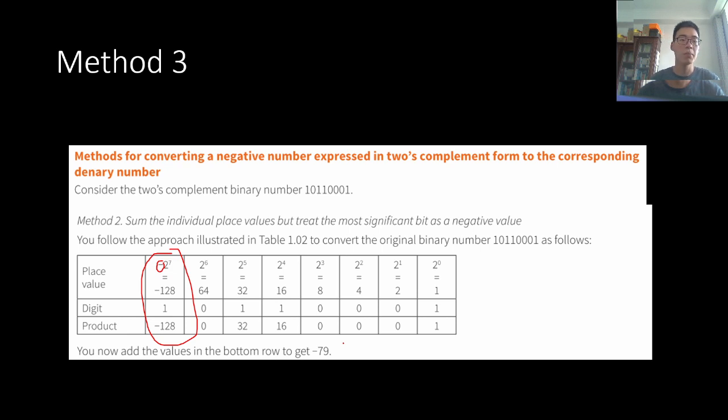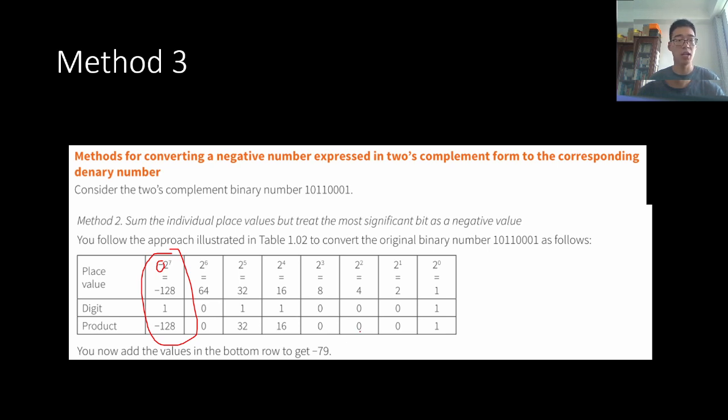In the exam, feel free to pick one of the methods you feel most confident with, either method 1 with the definition, or method 2 with the property of self-complementary, or method 3 here, treating the most significant bit as a negative value. Well, for me personally, I prefer method 2 because I believe it is the simplest for me.